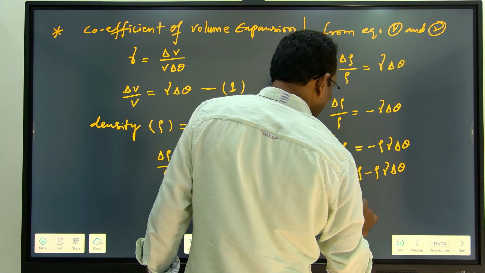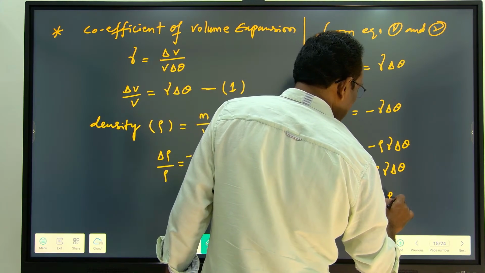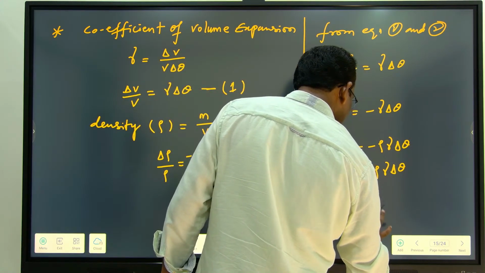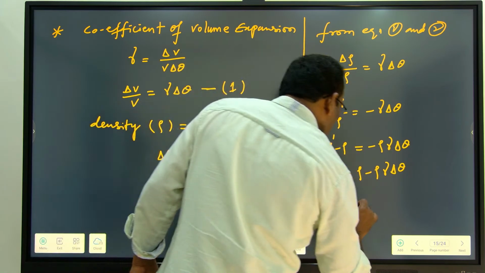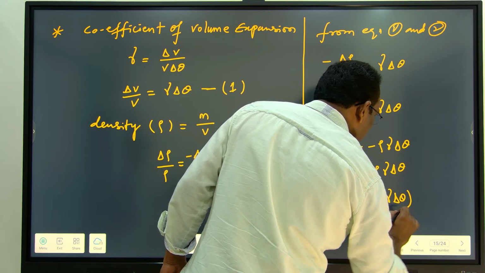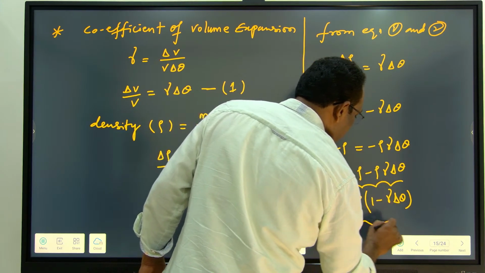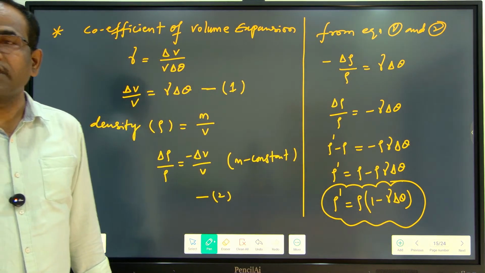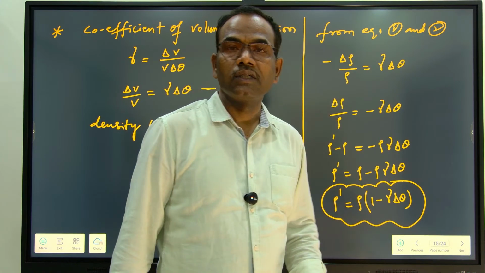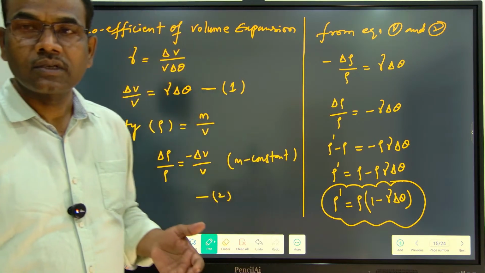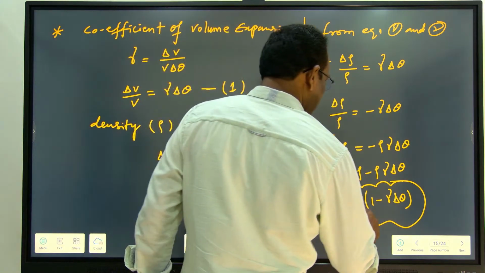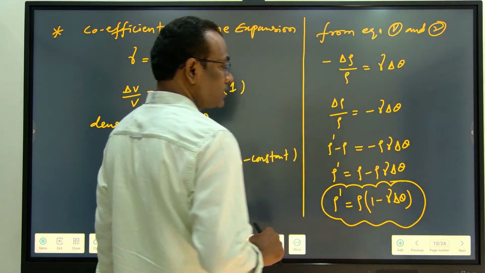So finally, rho dash is nothing but rho into 1 minus gamma into delta theta. This is the variation of density with temperature. What is rho dash? It is the final density of the substance at final temperature. What is rho here? Initial density of the substance.